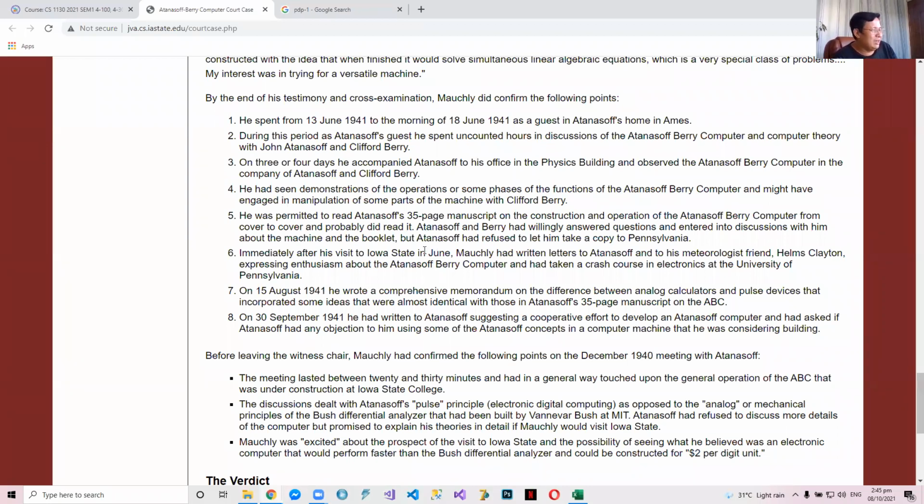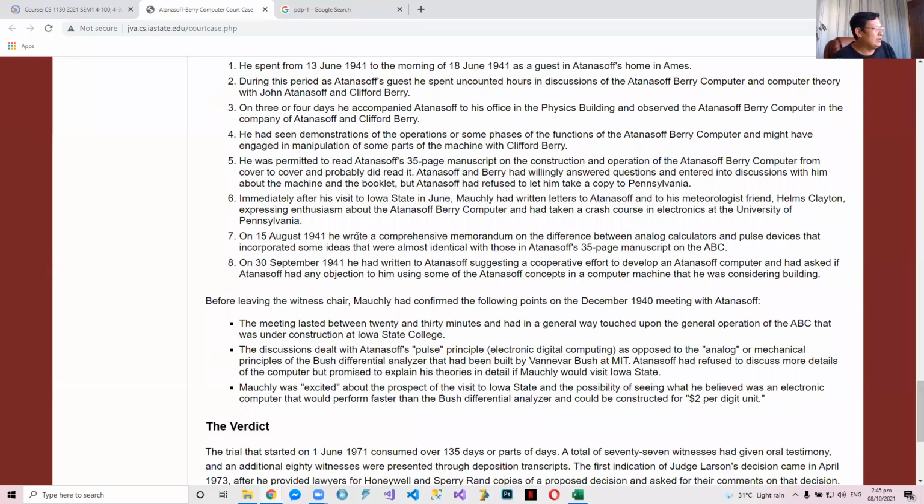He studied electronics immediately, no? Quickly. And on August 14, August 15, okay, Mauchly wrote a memorandum on the difference between analog computers and pulse devices and incorporated some ideas that were critical to Atanasoff's 35-page manuscript. Okay.